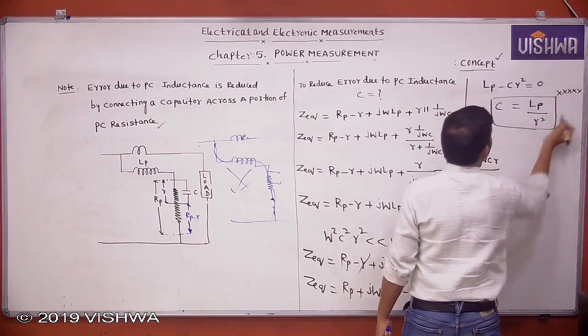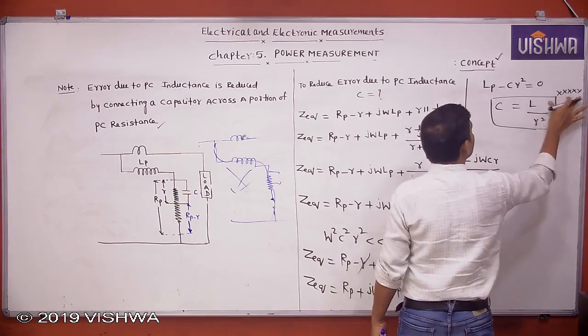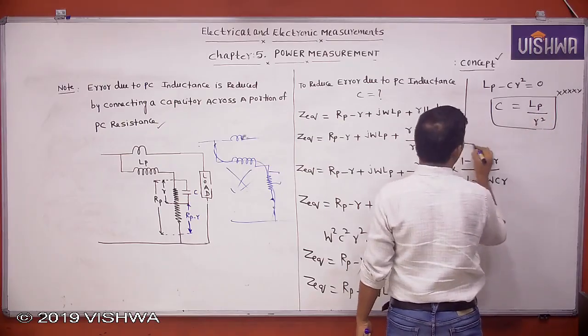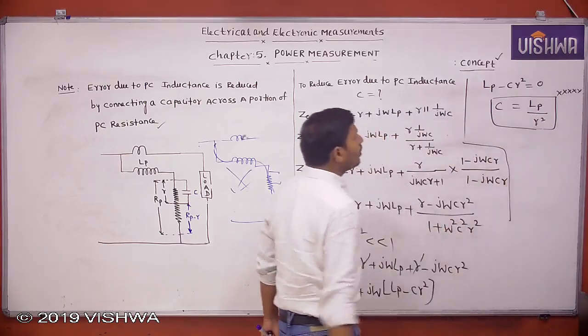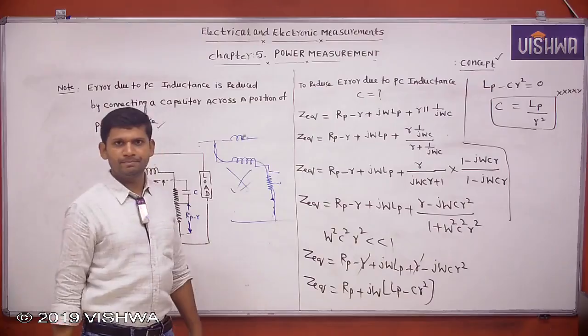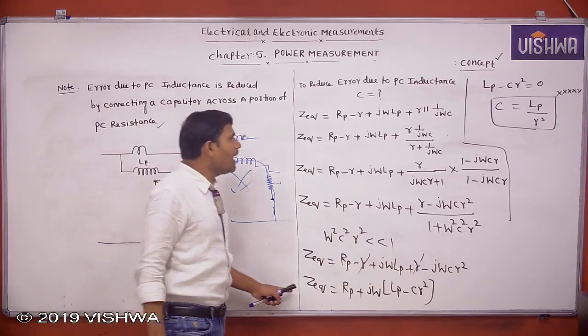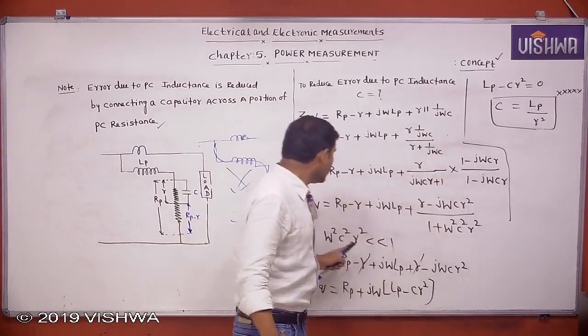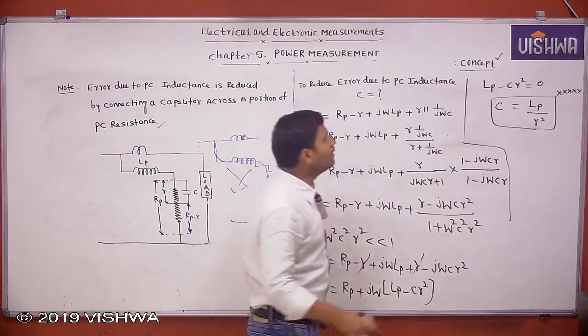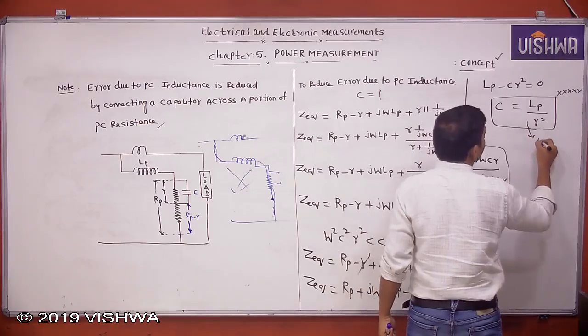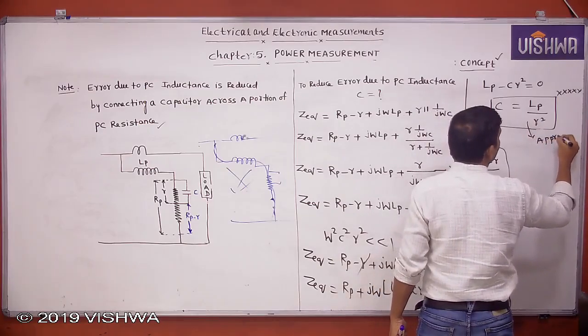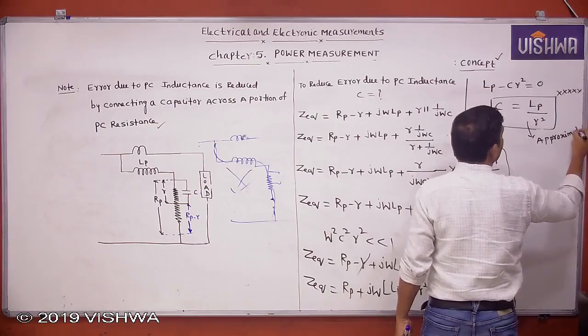Important formula. To reduce the error due to pressure coil inductance, how much capacitance can we connect? C equal to Lp by R square. Clear? Yes. But this formula I am deriving with the assumption that this term is neglected. Then this is approximate, not exact.